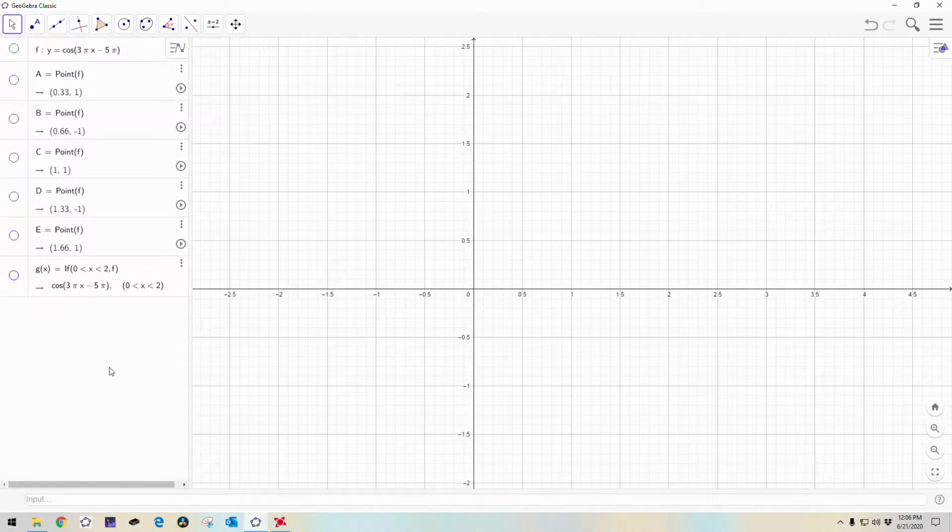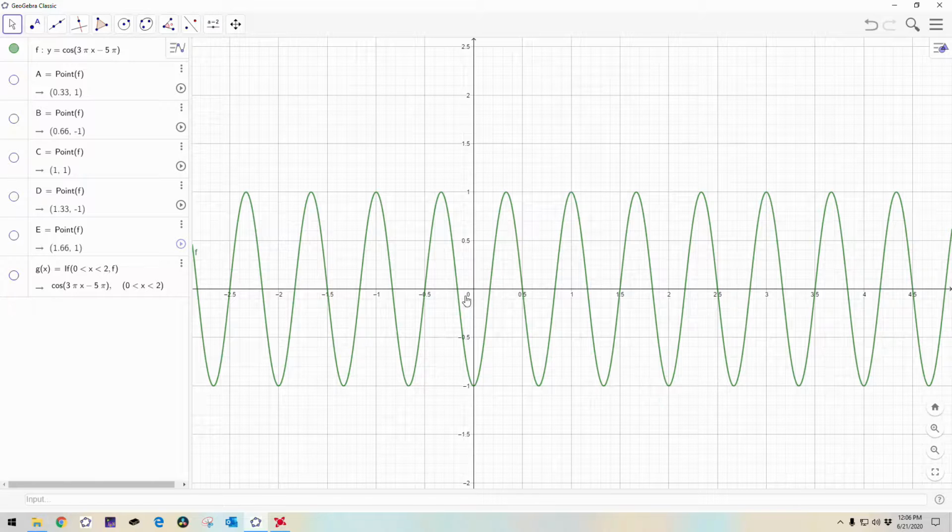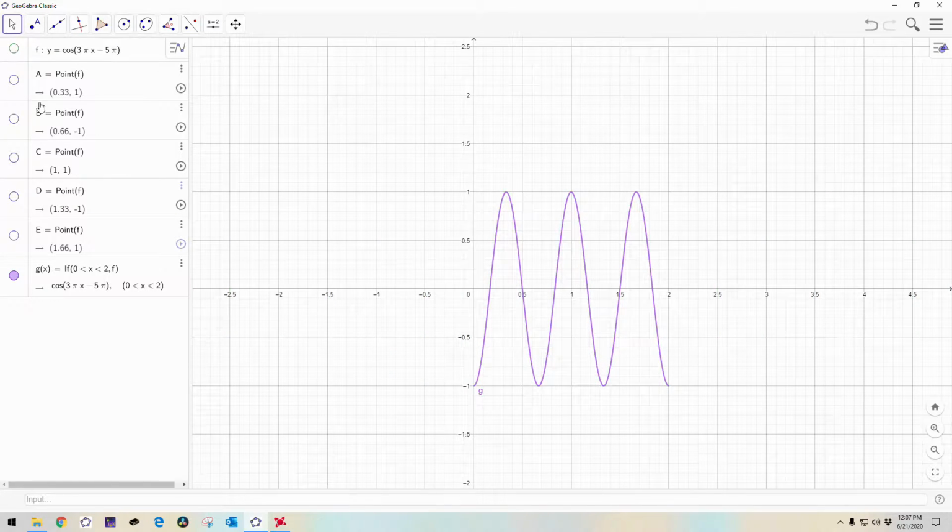Let's get a visual on that particular function for Rolle's theorem here. Here's the cosine of 3 pi x minus 5 pi. It's really just a cosine curve that's been compressed differently and been shifted. That's all. So we have this cosine function, but we're only interested in the interval from 0 to 2. So I turn on just that piece, and notice it's just this part of the graph here.